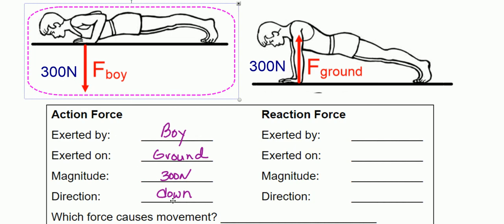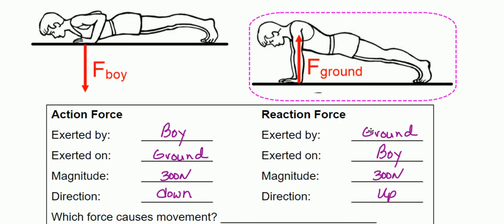Now that cannot move him up. That'll push down on the ground. However, because there's an equal and opposite force, we have a reaction force here, and that is the ground pushing up on the boy. Now, with this little template, all you do is reverse these two, don't you? The boy ground becomes ground boy. Now, it's equal and opposite, correct? See our equal right here? This is also 300 newtons here. Opposite, this was down, this one's up. And there you have it. You have your action force and your reaction force.